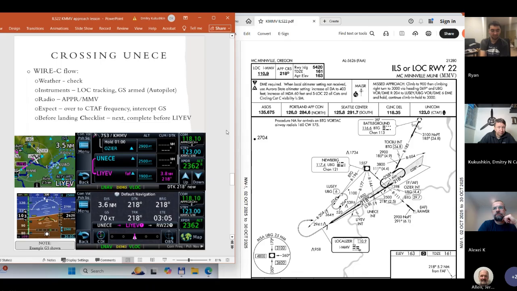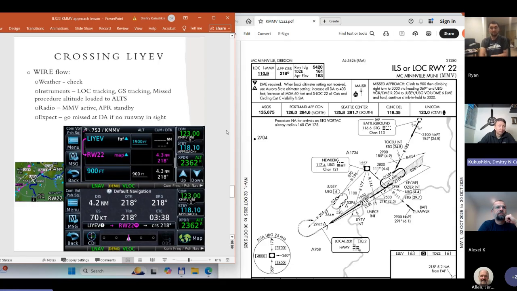Okay, next. Crossing leave. Again, I just keep hammering that wire flow, call it C wire now. Weather still check, instruments, localizer tracking, glide slope is tracking, missed procedure altitude loaded to alt select.